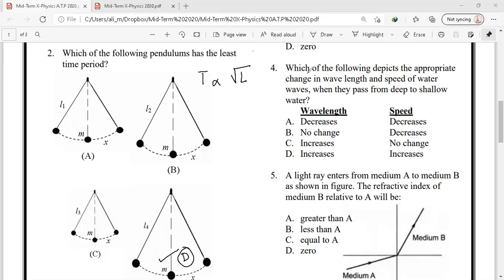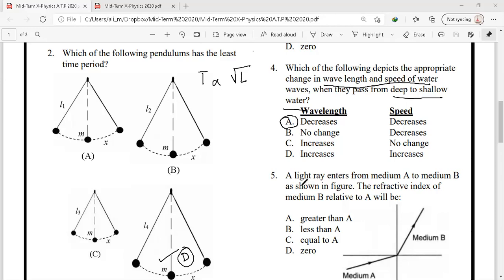Question number 4: Which of the following depicts the appropriate change in wavelength and speed of water waves when they pass from the deep region to the shallow region of the water? We know that during the refraction of water waves, when they travel from deep to shallow region, both quantities, speed and wavelength, decrease because they are directly proportional to each other. So for question number 4, option A is the correct answer.